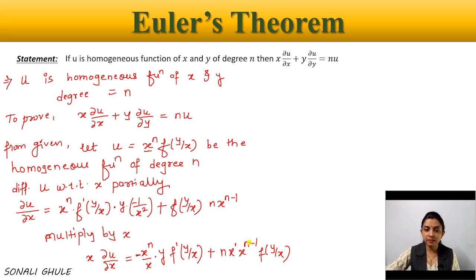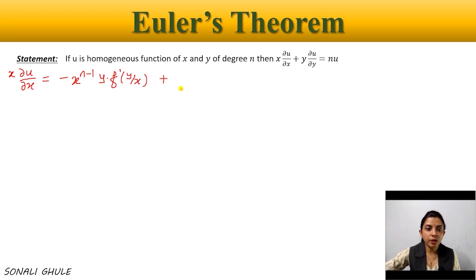n into x raised to n into f of y upon x. Right? So I can write here n into x raised to n into f of y upon x. Okay. Now I got here this term x into dou u by dou x. So I hope till now you all understood the example.